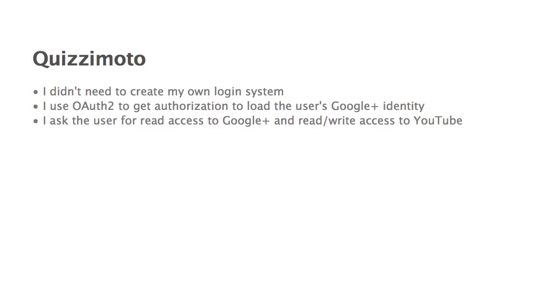Now, the great thing about using OAuth2 for Quasimodo is that I don't need to create my own login system. I could use OAuth2 to get authorization to load the user's Google+ identity. Ask the user for read access to his Google+ and read-write access to his YouTube. So obviously, OAuth2 is too large of a subject for me to cover in 10 minutes, but let me show you where you can learn more.